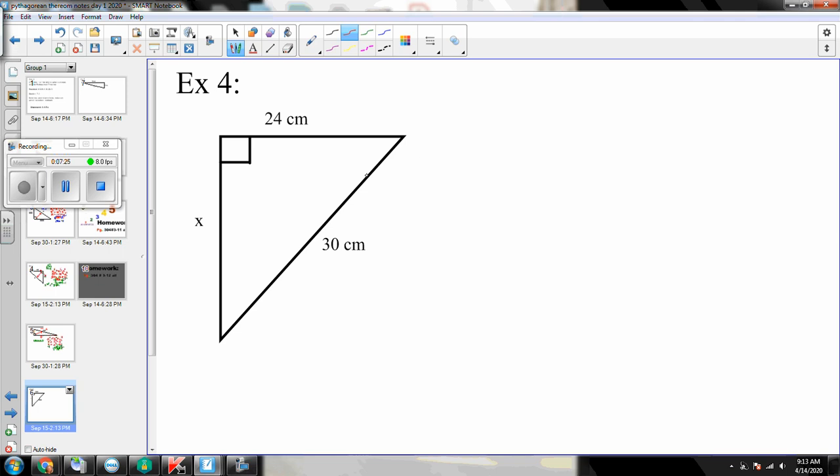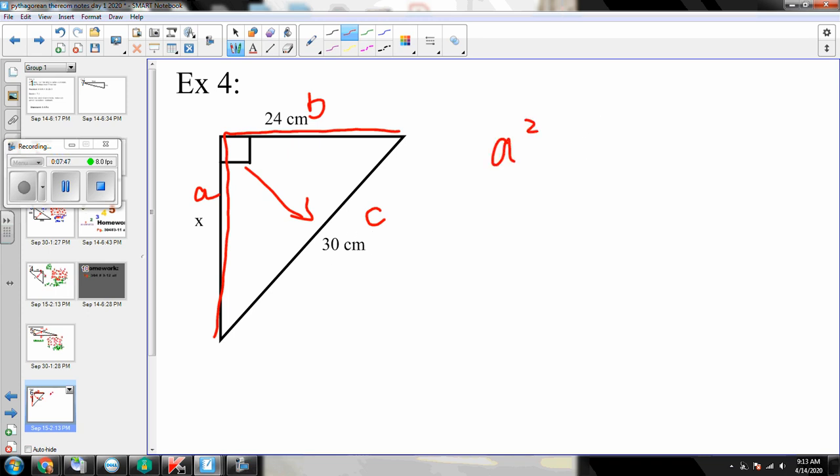Okay, on number 4, I'm looking where the x is, and I'm noticing it makes up the right angle. So it is one of the legs. It doesn't matter whether I label it A or B. I could let this leg be A and this leg be B. The hypotenuse is always opposite the right angle. C. C is the hypotenuse.